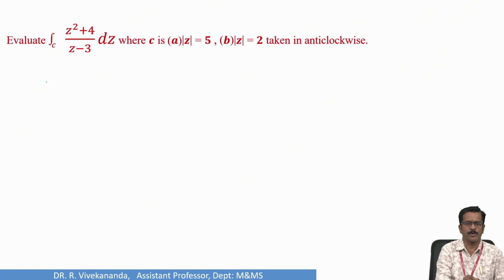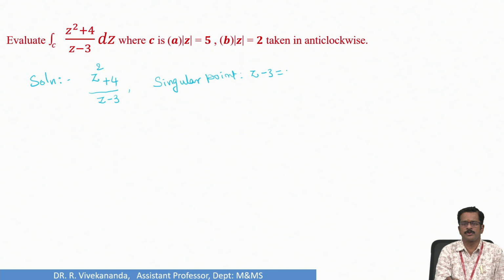First thing, you have to evaluate the singular points. What is the given integrand? z square plus 4 by z minus 3. This is the given integrand. For this, we evaluate the singular point. z minus 3 is equal to 0, that implies z equals 3. I evaluated the singular point.